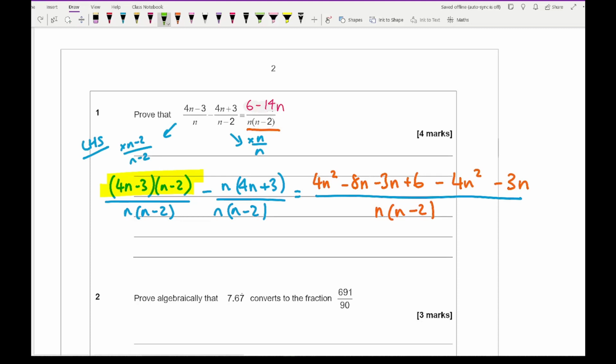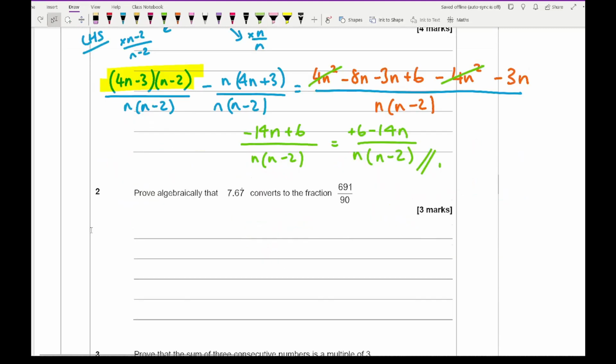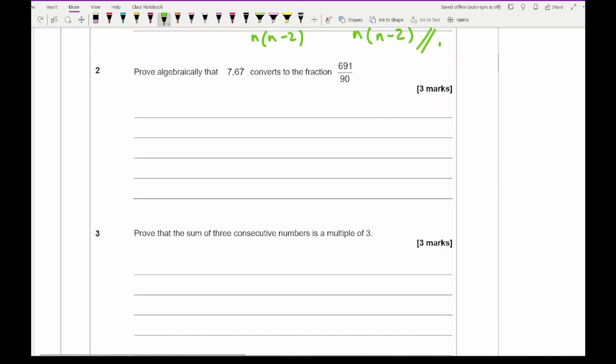All that's left for me to do is simplify. The 4n squared cancels with the 4n squared, and then joining the n's, I end up with minus 14n plus 6 over n minus 2. Just swapping the numerator terms around, I get positive 6 minus 14n over n minus 2. And there we go.